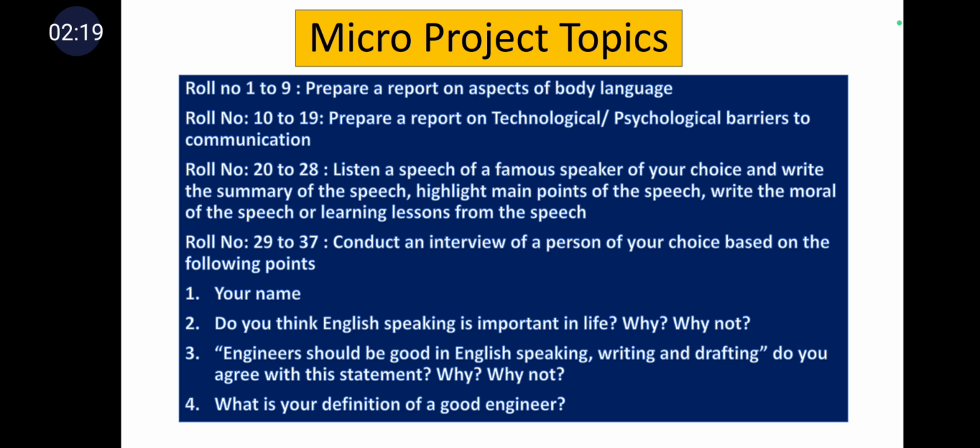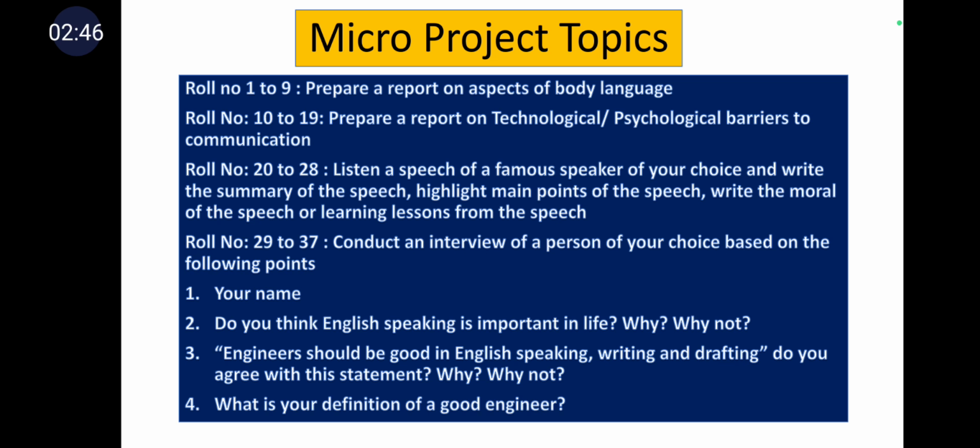All these barriers you have to come up with. First of all, you sit together, identify how many technological barriers are there in communication, identify how many psychological barriers are there, and then distribute. For example, you are 9 in number, so if you get 18 barriers, of technological barriers and psychological barriers, then two each you have to come up with. You have to come up with the example, you have to come up with the meaning, you have to come up with the solution to that.